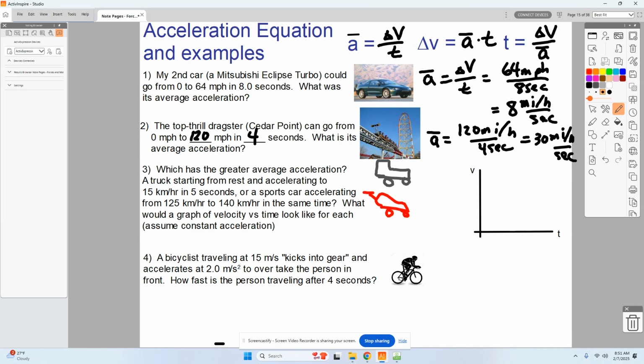My question for you is, which of these things has the greater acceleration? Concept-based question. See if you can do that for me. Just look at it, share with the person you're sitting next to what you think that answer is, and then we'll see how we did. So which of those are accelerating at a greater rate?